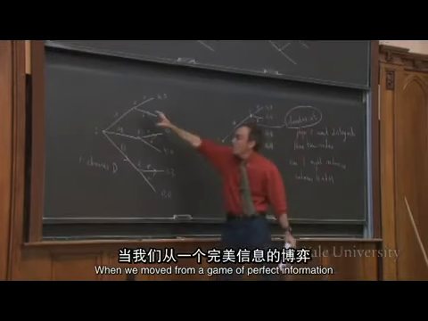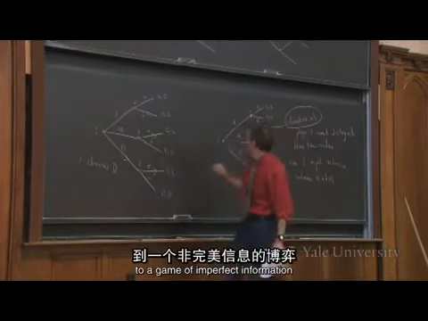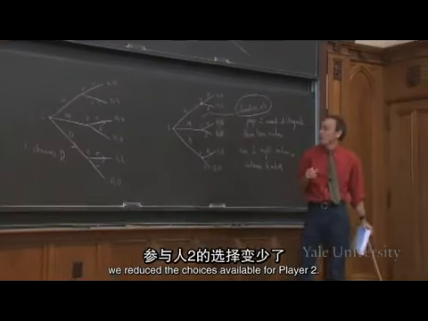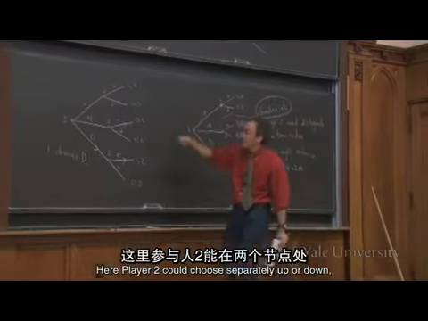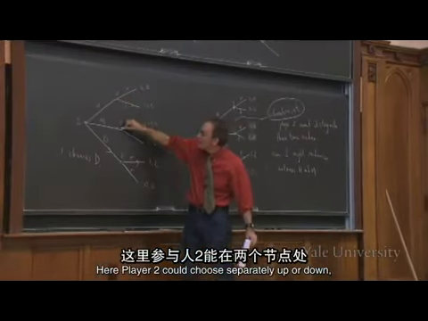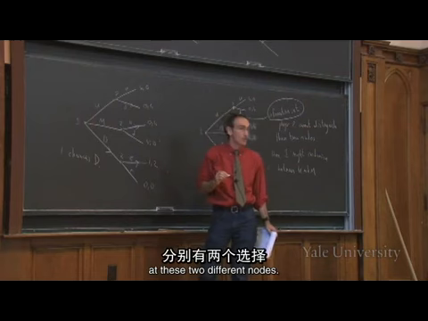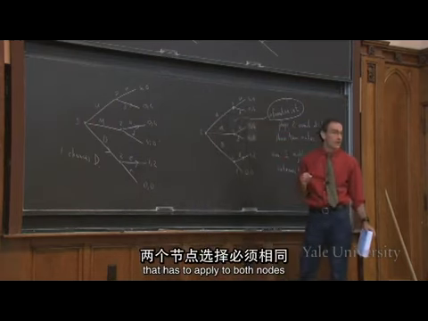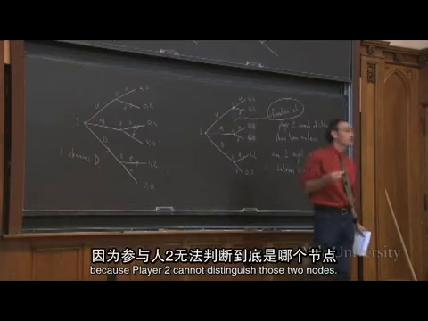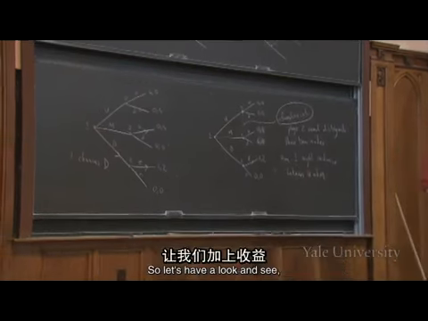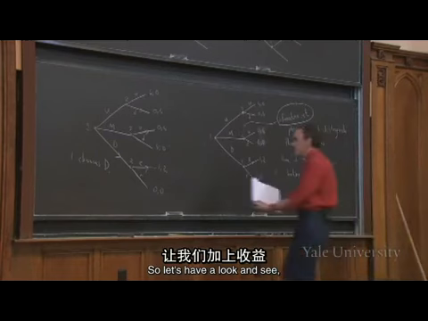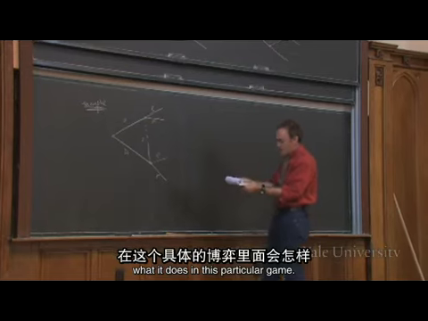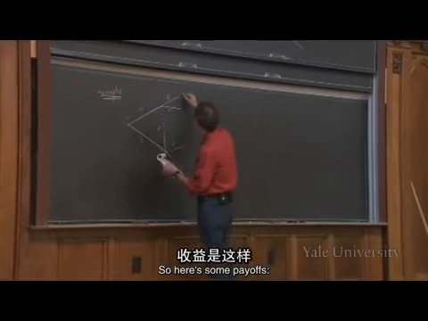When we moved from a game of perfect information to a game of imperfect information, we reduced the choices available for player 2. Here, player 2 could choose separately up or down at these two different nodes, but here, player 2 only makes one choice that has to apply to both nodes because player 2 cannot distinguish those two nodes. All right? So let's have a look and see, once we put some payoffs on, what it does in this particular game. All right, so here's some payoffs.